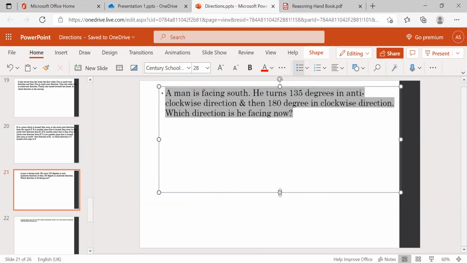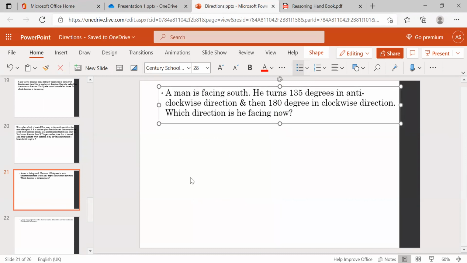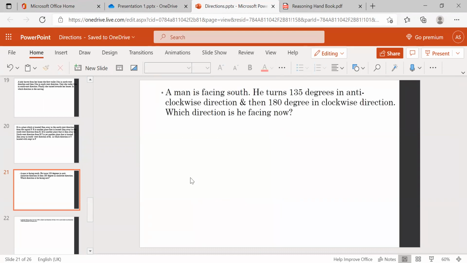Now check another one. A man is facing south. First, he is facing south. He turns 135 degrees in anti-clockwise direction and then 180 degrees clockwise direction. Which direction is he facing now? Okay, they are asking direction. First of all, let me recap clockwise and anti-clockwise.